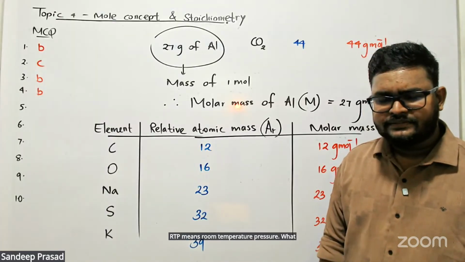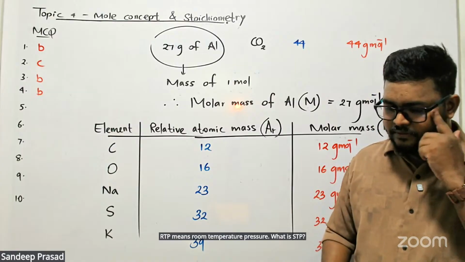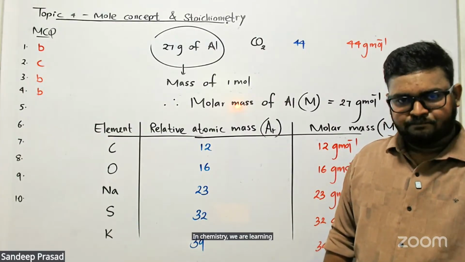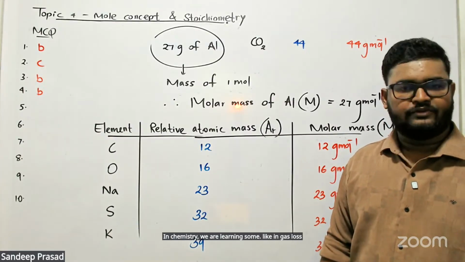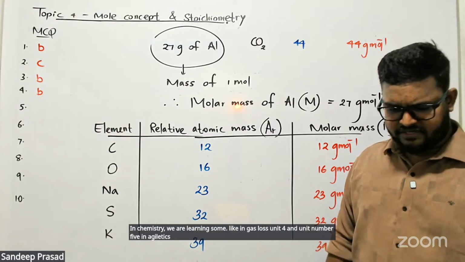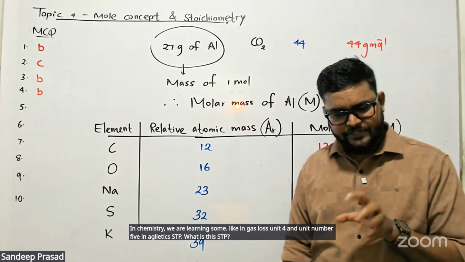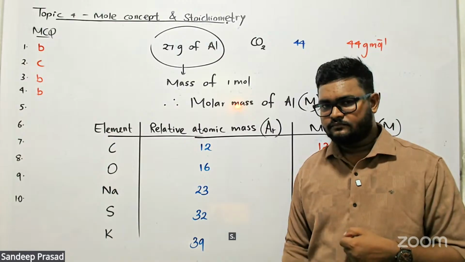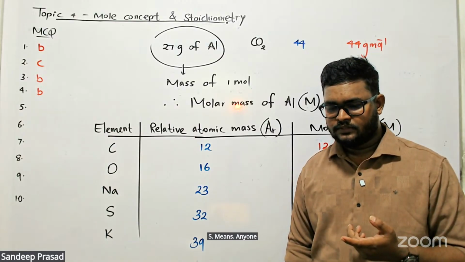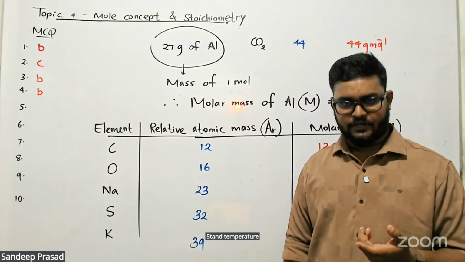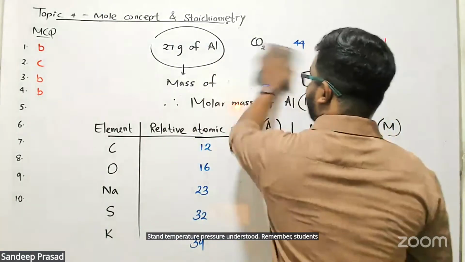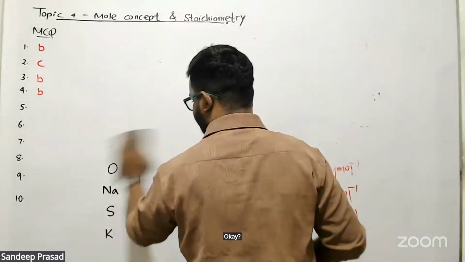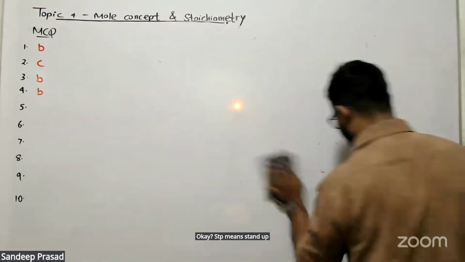What is STP then? RTP means room temperature pressure. In chemistry, we are learning somewhere like in gas laws, unit 4 and unit number 5, energetics. STP, what is this STP? If RTP means room temperature pressure, what does STP mean? Standard temperature pressure. Understood? Remember, students, RTP means room temperature pressure. Okay. STP means standard temperature pressure.